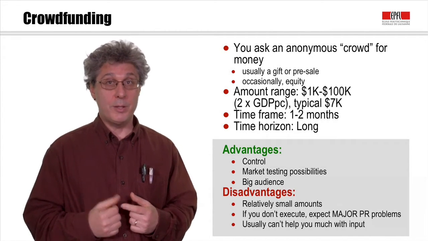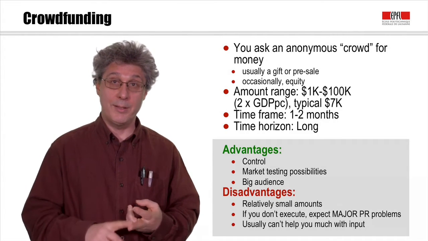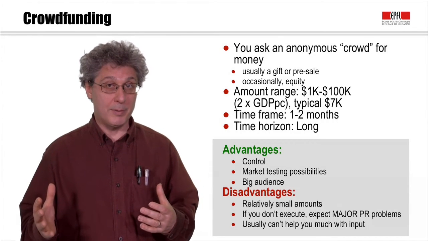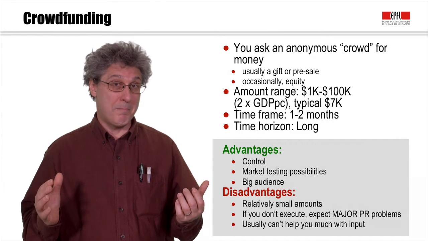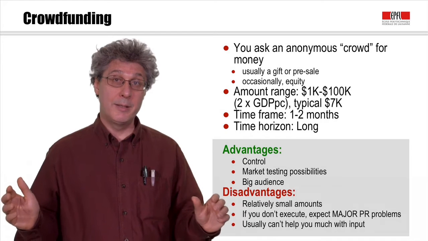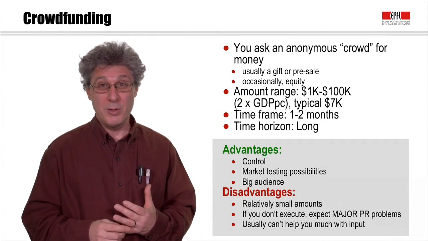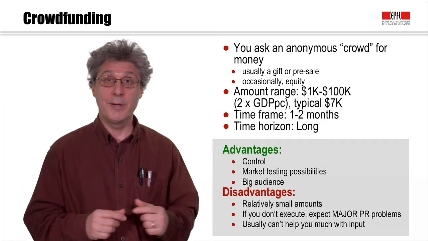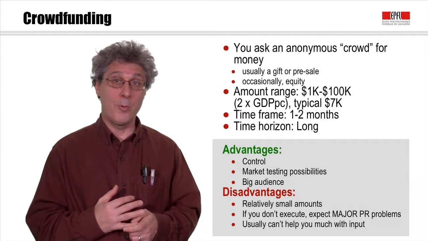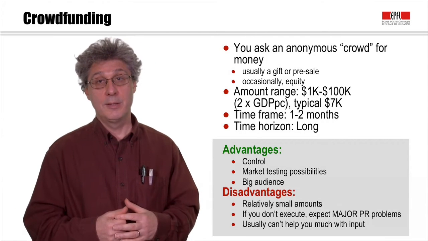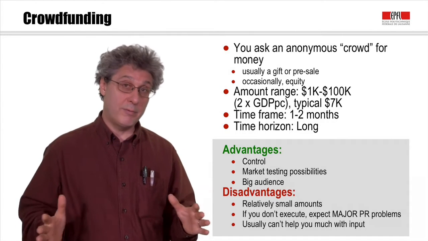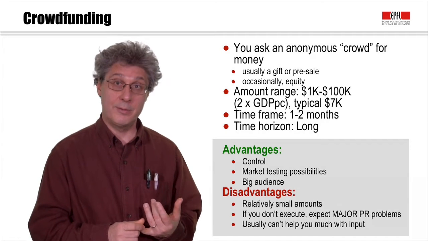But it could also be you pre-selling your inventory, you pre-selling your prototypes. Occasionally, depending on the country, there are different rules about ownership of companies: how many people can possibly be investors at the same time before you need to be a public company? But occasionally, you will actually sell equity stakes to your crowdfunding investors. The amount is usually on the order of 1,000 to 100,000, say 2 times GDP per capita, but the typical amount is really very, very small, on the order of 7,000.